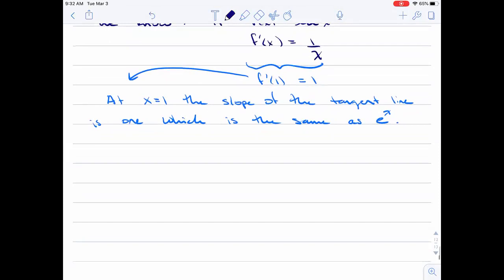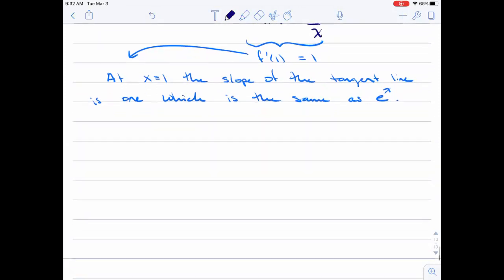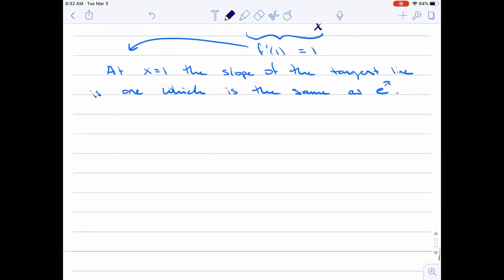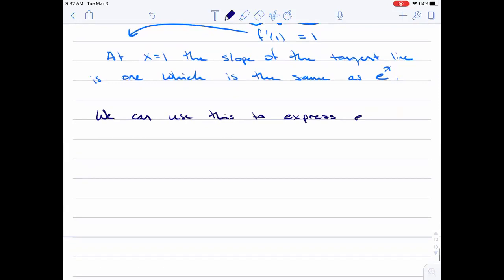I'm pretty sure. Spent many years working on this, so there's going to be some kind of things going on, right? It's like, oh, what if I do this? What if I do this? Right? One of those things is this one. And so we can use this to express e as a limit.